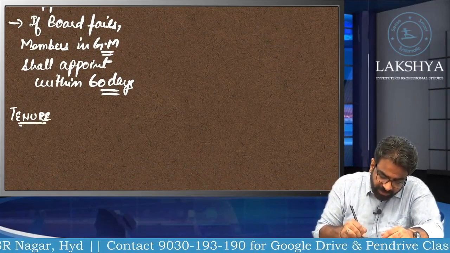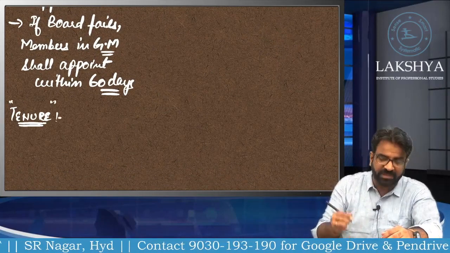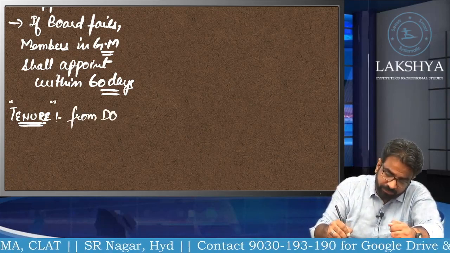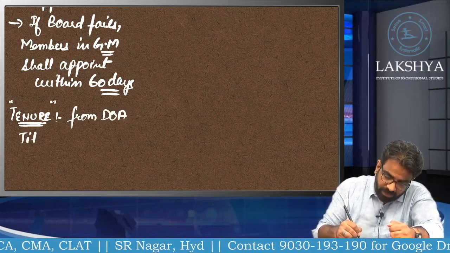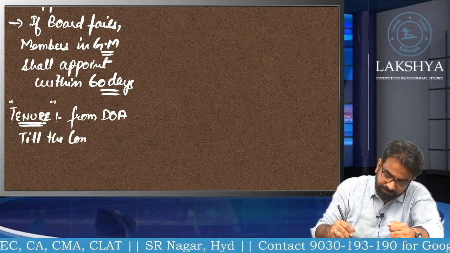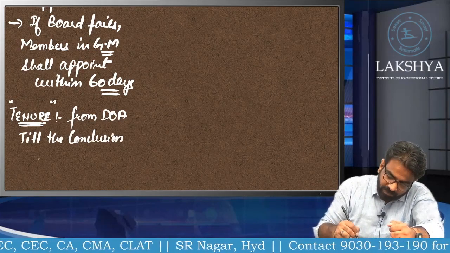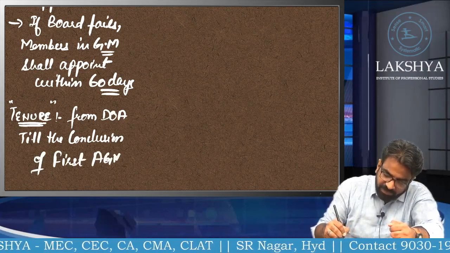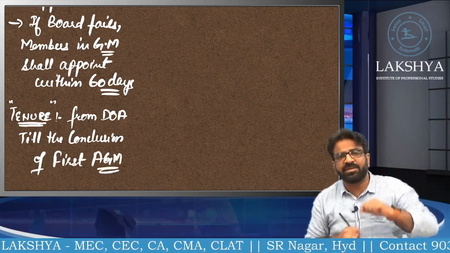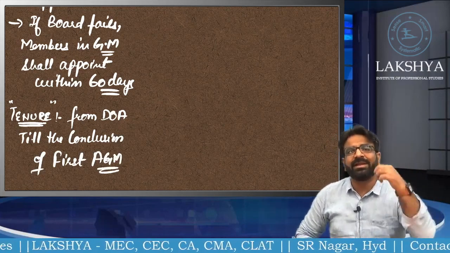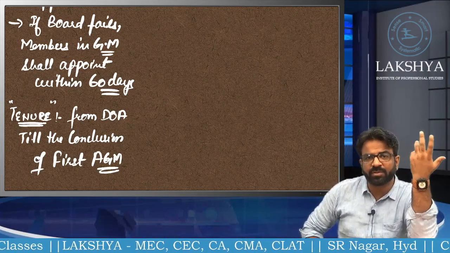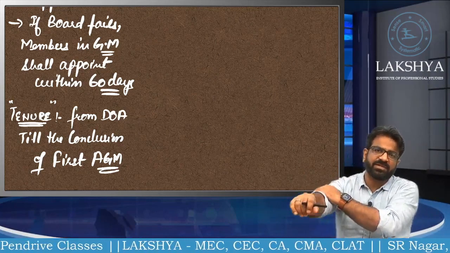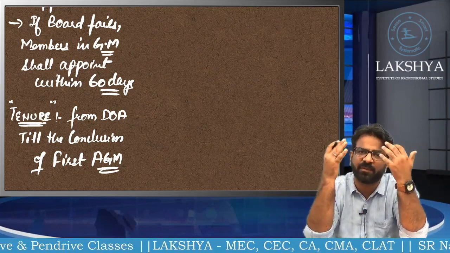Next thing. Sir, what will be the tenure of this first auditor? The tenure will be from the date of appointment till the conclusion of the first AGM. Remember one thing: after the first financial year is over. You all know that in company law, we have already understood at intermediate level about the AGMs, that is the first AGM and subsequent AGMs. So are we talking about any AGM or the first AGM?